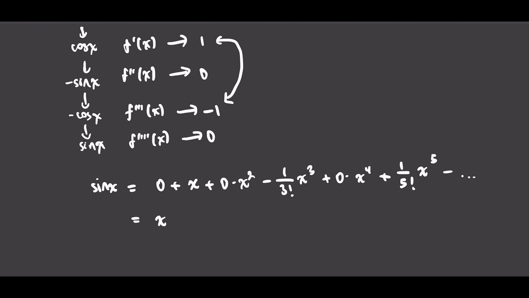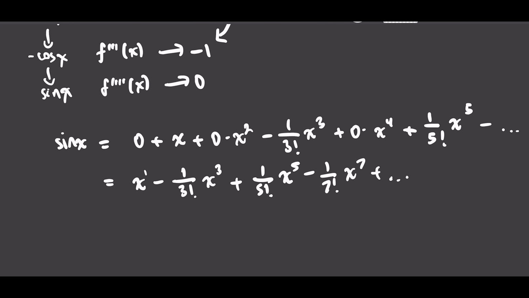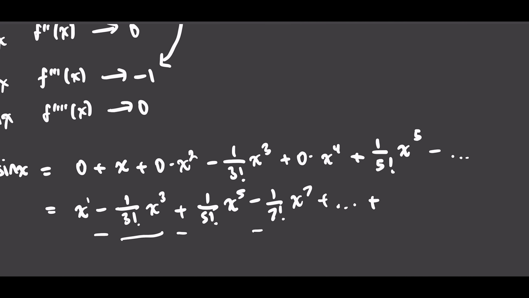Then if we rewrite this, we can see that there are no even powers of x. So it's only x to the power of 1, x to the power of 3, 5, 7, and so on. And also, the signs of the terms alternate. And for the general term, we can express it as minus 1 to the power of r times x to the power of 2r plus 1 over 2r plus 1 factorial.